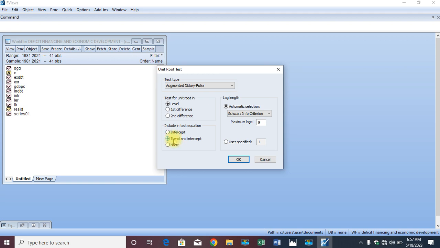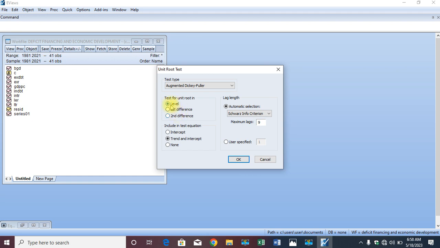The essence of that result is to enable us to know what we are going to tick among these three. The fact that the variable has both intercept and trend, we tick this one. Had it been the variable does not have intercept but it has trend, I would have ticked this one. If the variable does not have intercept and trend, I will choose none. But since the variable has intercept and trend, I will choose this one.